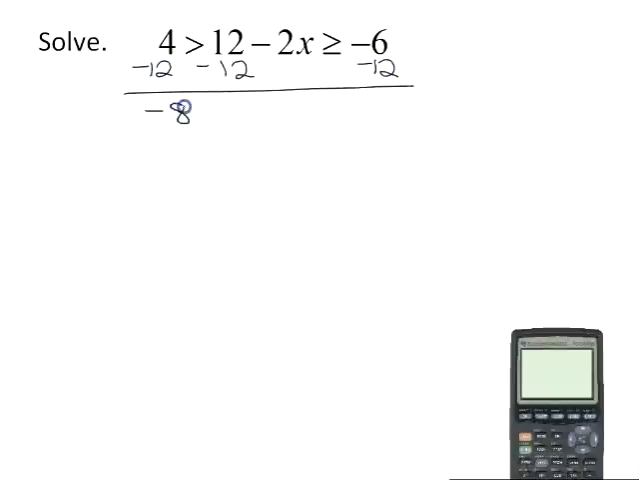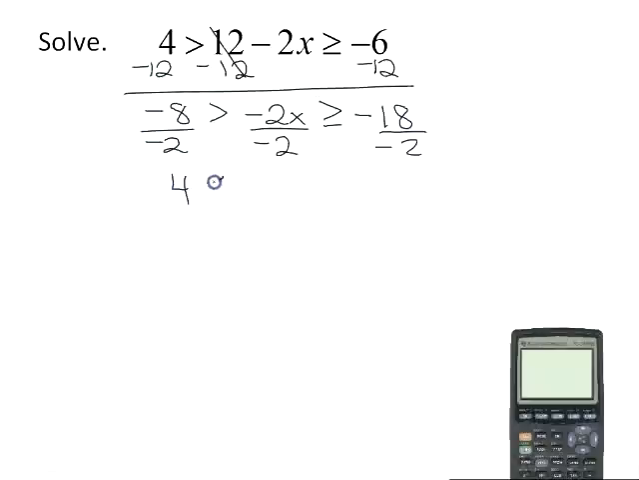So the 4 minus 12 is negative 8, is greater than negative 2x, which is all that would be left in the middle, is less than or equal to negative 18. So now to get the x by itself in the middle, I divide by negative 2. Since I divided by a negative, I'm going to reverse both of my inequality symbols. So negative 8 divided by negative 2 would be 4. So now it's 4 is less than x is less than or equal to 9.